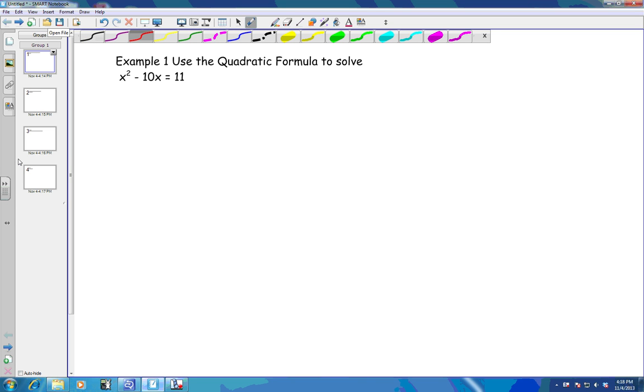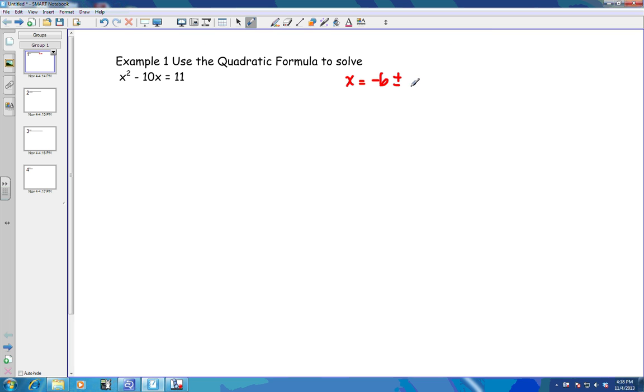Okay, we're still solving quadratic equations, and we already know that we can solve quadratic equations by graphing, by completing the square, and by factoring. Now we're going to solve by using the quadratic formula. By now we already know that the quadratic formula is x equals negative b plus or minus the square root of b squared minus 4ac, all over 2a.